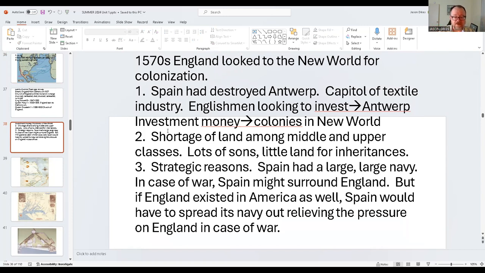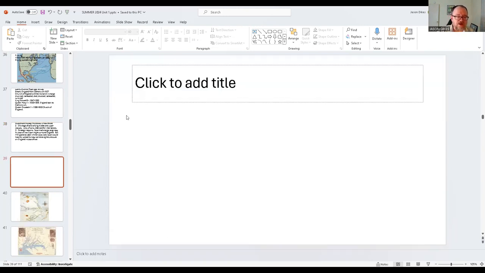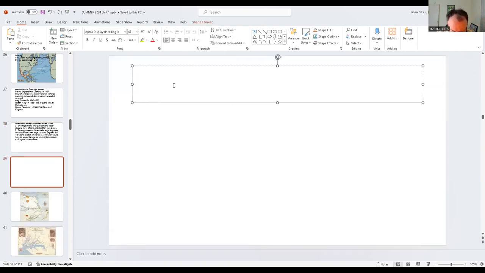We have a shortage of land among the middle and upper classes. We have a lot of sons, very little land for inheritance. And then we have these strategic reasons, Spain's very large army and navy. If England is in multiple places, then Spain will have to be in multiple places, and that will relieve the pressure on the mother country. So where to first?